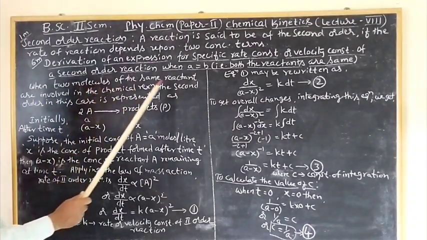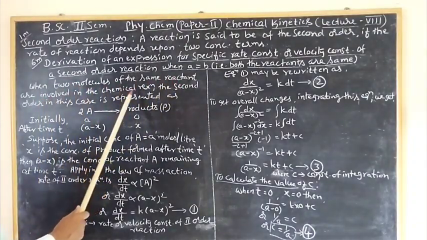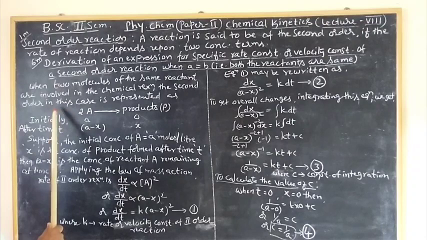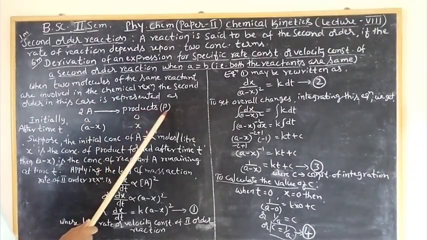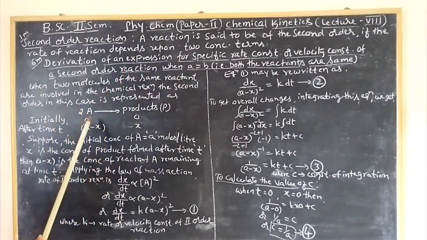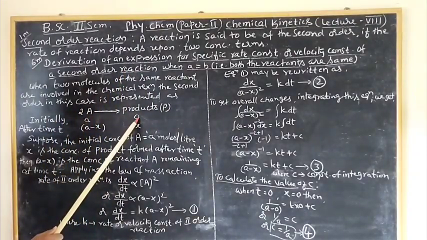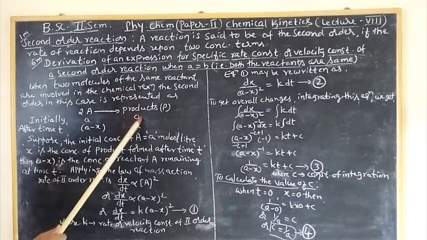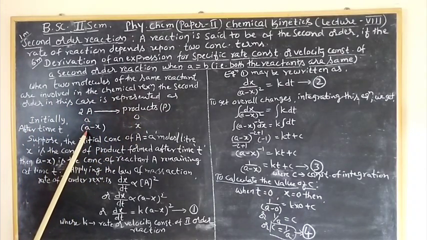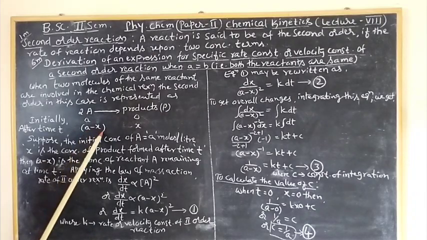When two molecules of the same reactant are involved in the chemical reaction, the second order in this case is represented as 2A gives rise to products P. Initially the concentration is a, so concentration of product is 0. After time t, x moles of products is formed, so remaining concentration after time t is a minus x.